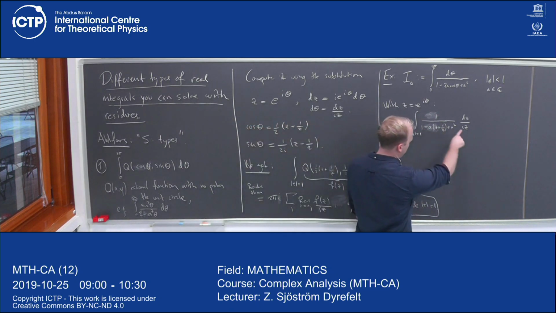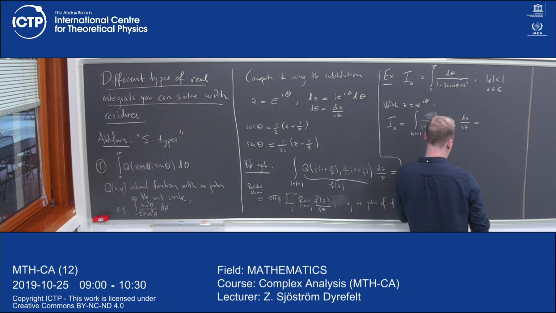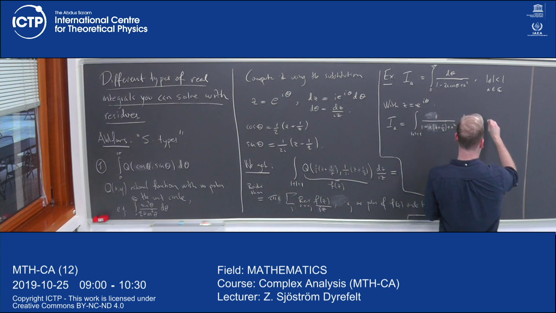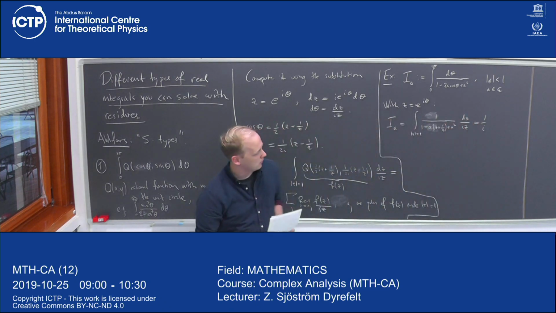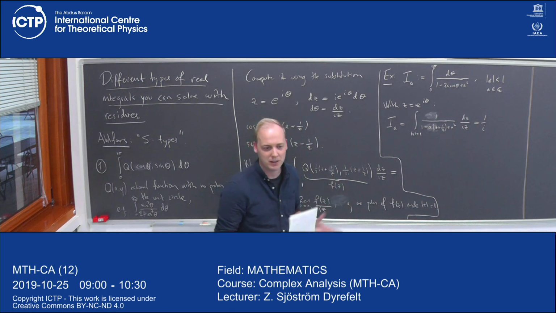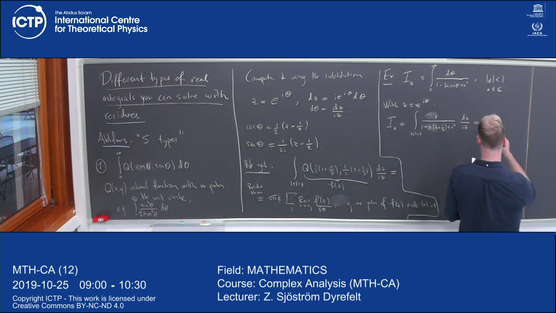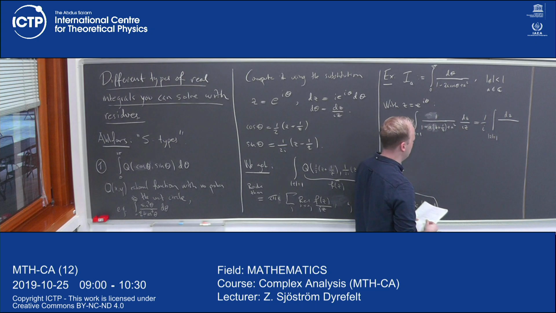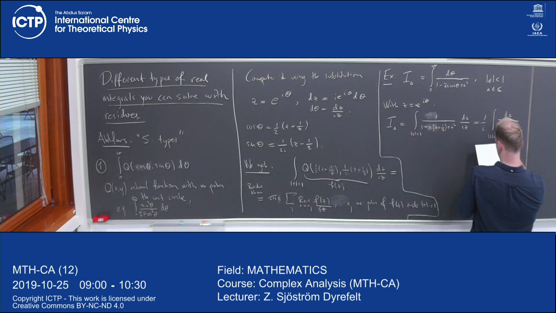Now we put all this together and simplify, and we get that this is equal to 1 over i. Nobody likes 1 over i; you know 1 over i is minus i, but maybe it will be useful, so let me keep it like this. The integral along the unit circle of dz over, after simplifying, minus a z squared plus (1 plus a squared) z minus a.